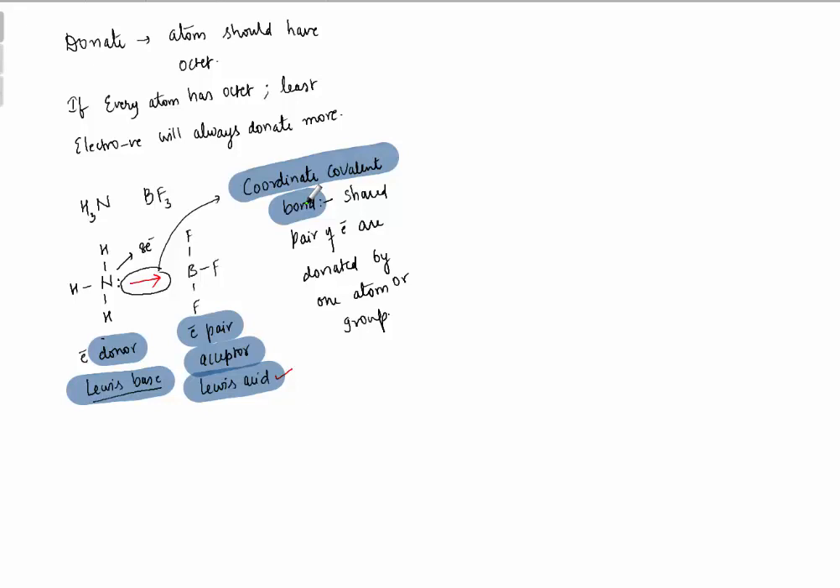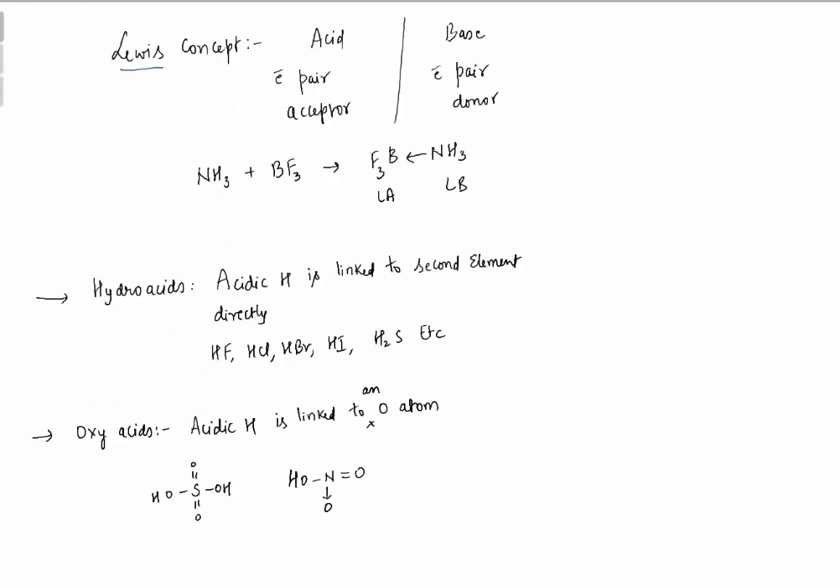Now, we go to the next aspect, that is hydroacids. Please remember, acidic H is linked to the second element directly. Means in the formula it's quite evident you have more electronegative atom and there is one hydrogen. They are linked directly, so they dissociate. For example, if you take HF, it is going to dissociate into H plus and F minus. They are called hydroacids. The next definition generally that which we use is oxyacids, which contain an oxygen atom.